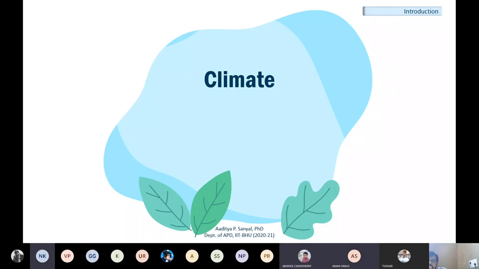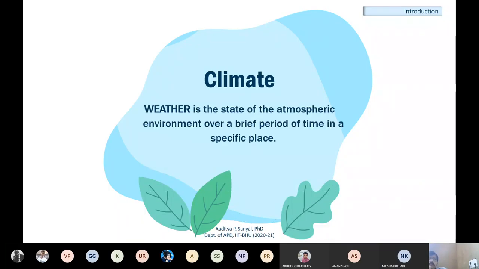Weather is the atmospheric condition for a short period of time, on a daily basis. There are daily changes in the atmospheric conditions over a short period of time. How short? When you talk about news reporters, maybe 24 hours, maybe over a period of the day. That is the state over a brief period of time in a specific place.